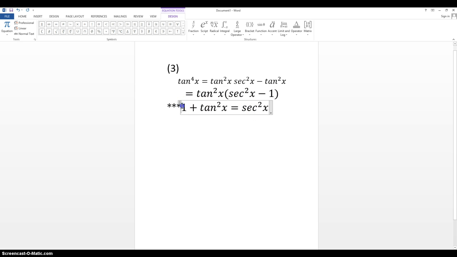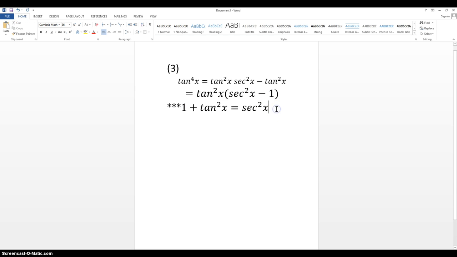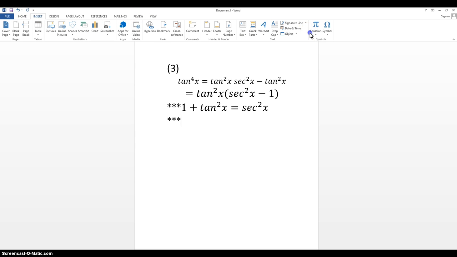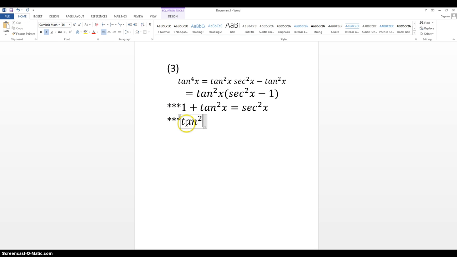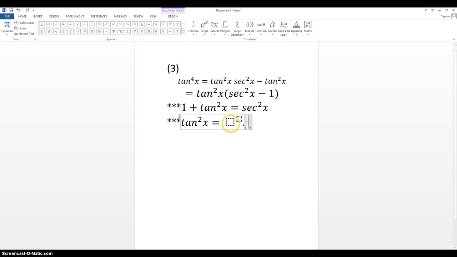So that means I have to move this 1 to the other side. When I move the 1 to the other side, I have a new identity, which now will be tangent squared of x, and I'm going to retype it here, equals secant squared of x minus 1. Alright, so now let's take a look. Is this expression anywhere in my factored out equation that I have up here? I believe so, and it's right here.